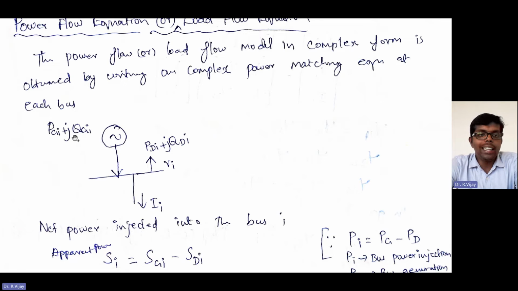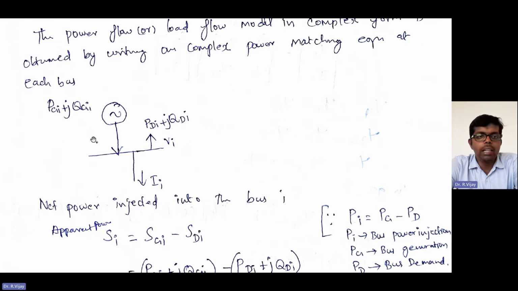So in the generator bus, what is the apparent power here? Apparent power is nothing but real power plus reactive power, P plus j into Q. That is, the power PGI plus j into QGI. That is the power generation, real and reactive power. That is nothing but PGI plus j into QGI.